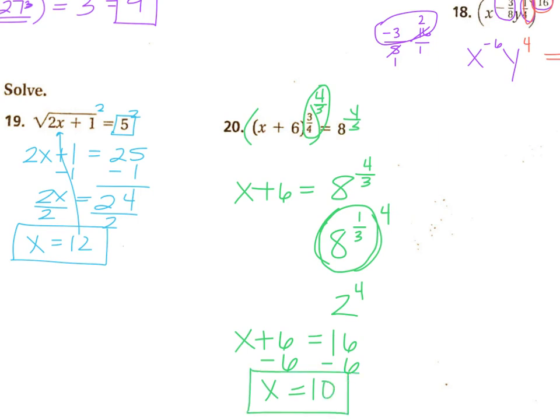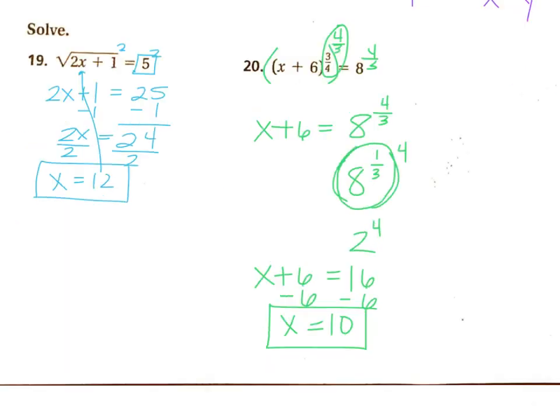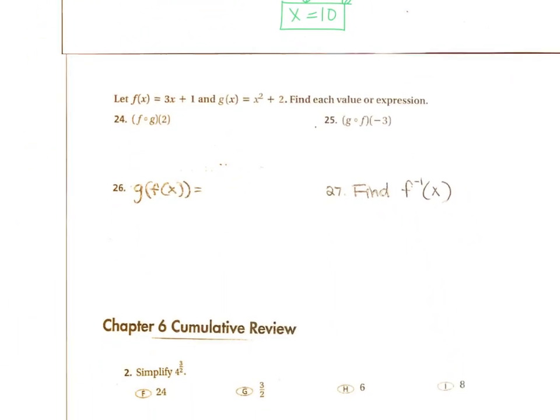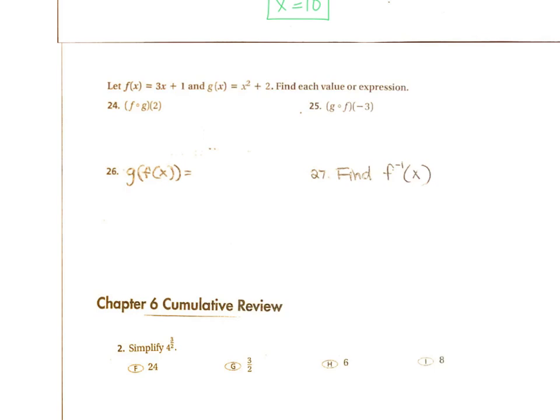Okay. All right. On to the next page. So number 24 here, we are doing f of x is 3x plus 1, g of x is x squared plus 2, and they want us to find the value of each expression. If you remember, this is saying f of g of 2. So we want to start, if you recall, with the g, right? So the function of f after the function of g. So we got to start with g.